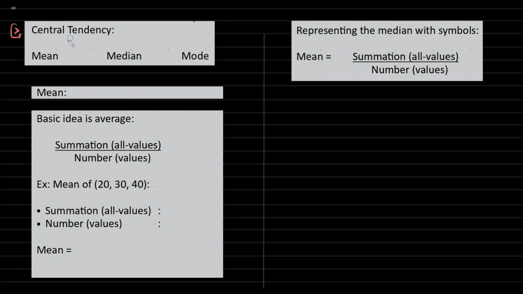We'll be looking into the three most fundamental central tendencies that we can begin with: mean, median, and mode. Mean is the basic idea of taking the average. That is, we'll take the sum of all the values, look at the number of values, and divide them.